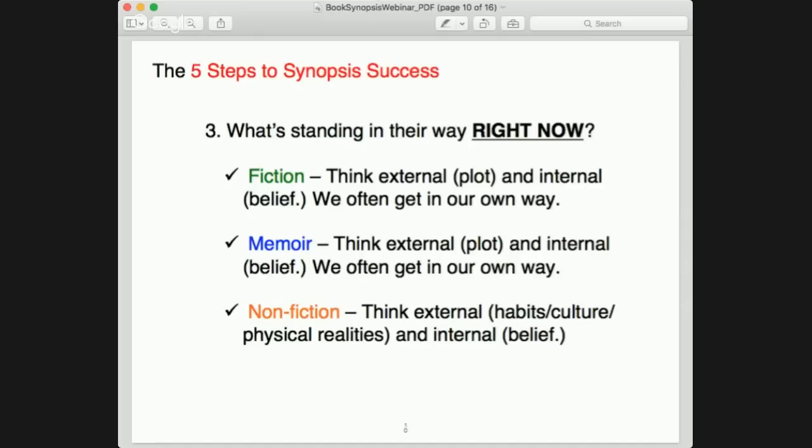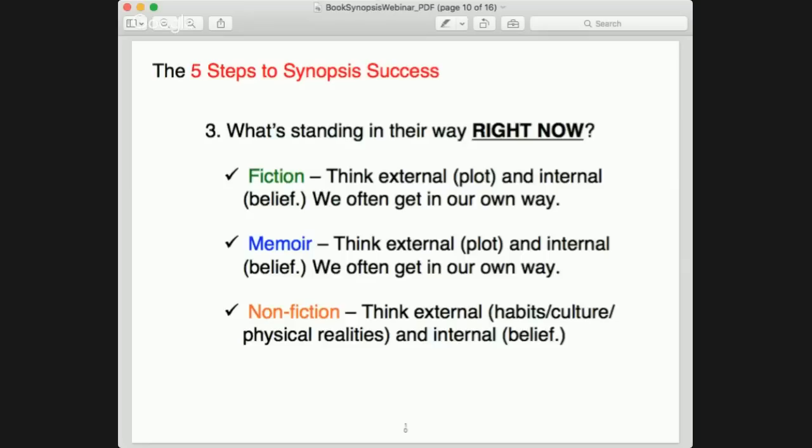And then you get to step 3, what's standing in their way right now? Well, what's standing in their way right now of working at a company where generosity is driving everything are the habits and the culture of business. Business for many millennia has been about getting ahead and stepping on the other guy and keeping our cards close to the vest, and it has not been about a sharing economy or the habits that would lead to generosity. So those are the external things that are standing in the way of the reader getting what they want.